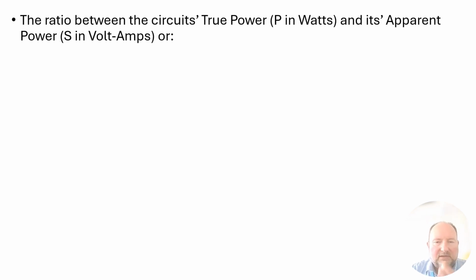Now for a little different example, here we're going to use a different definition of power factor. Power factor is defined as the ratio of the circuit's true power, P in watts, and the apparent power, S, that's in volt-amps. You may recall that we've used a power triangle before that has P and S. Well, power factor is P over S, true power over the apparent power.